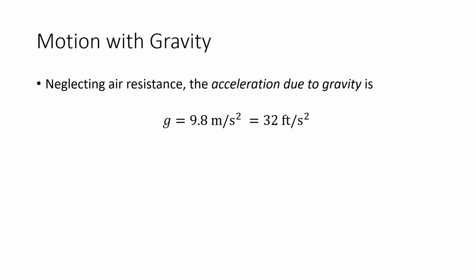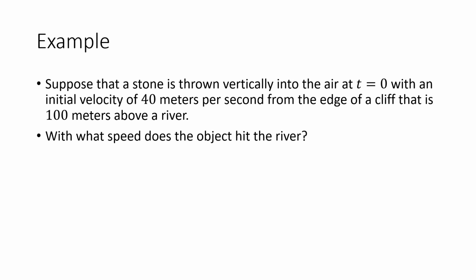So this can allow us to solve problems with a little bit less given information. For example, let's suppose that we throw a stone vertically into the air at time 0 with an initial velocity of 40 meters per second from the edge of a cliff that is 100 meters above a river. And we want to know with what speed does the object hit the river.